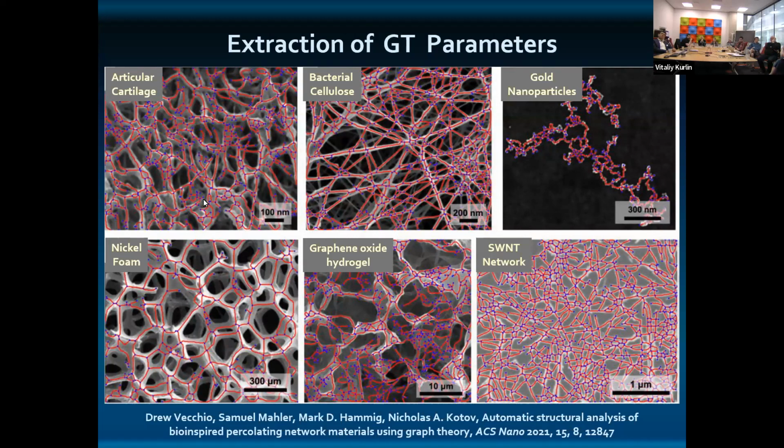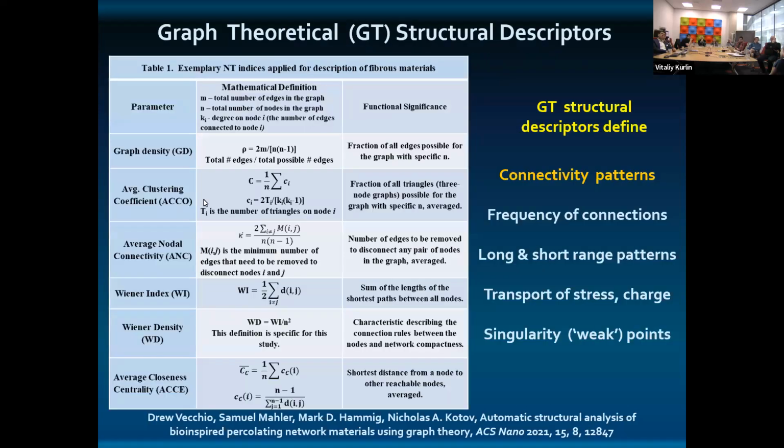Basically, we now have an automatic methodology. We use the computer to analyze these images and to extract that graph. These are the indices that are typical for graph theory. Some of them describe short range order, and some describe long range order. Some of them describe singularity points in the structure, which are subject to reconfigurability, or order curvature, and some of them are very much related to the transport phenomena in that system.